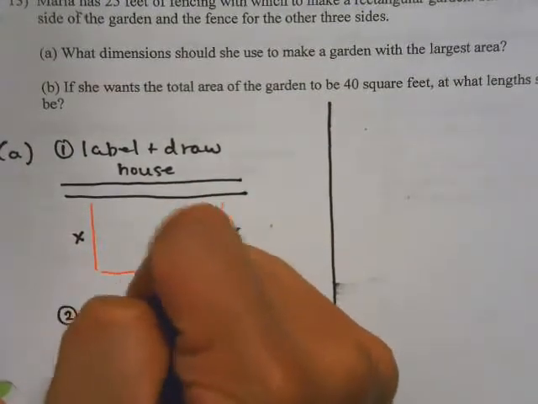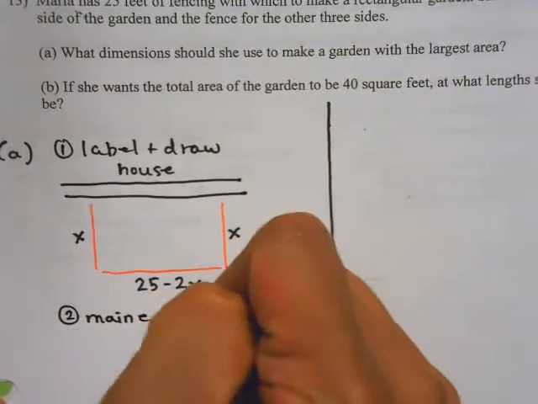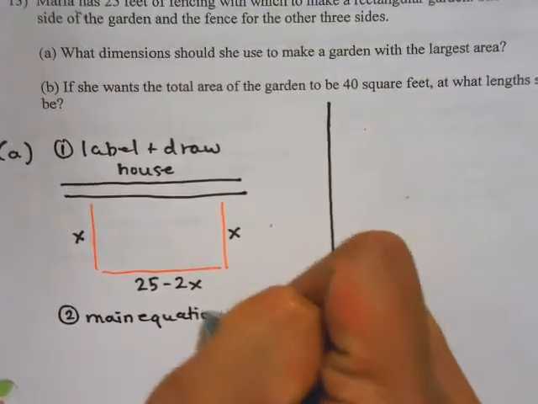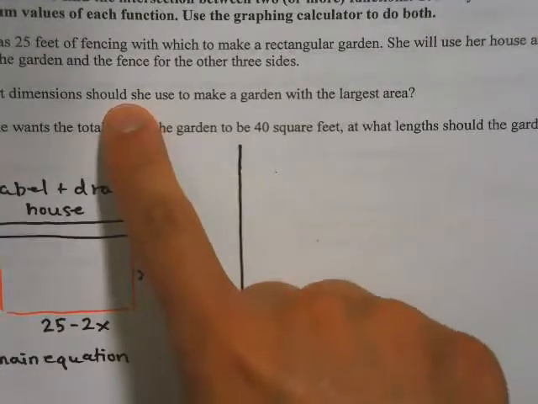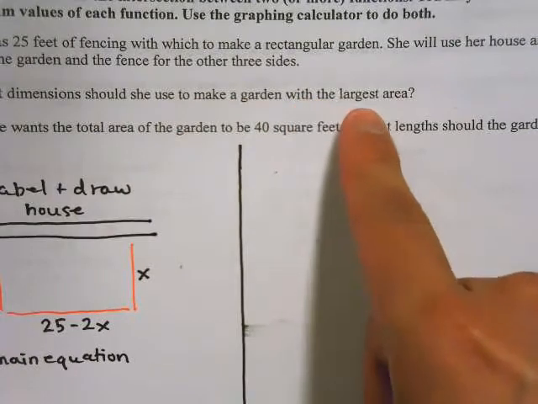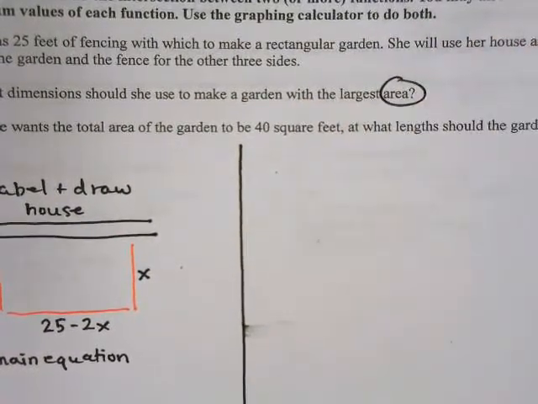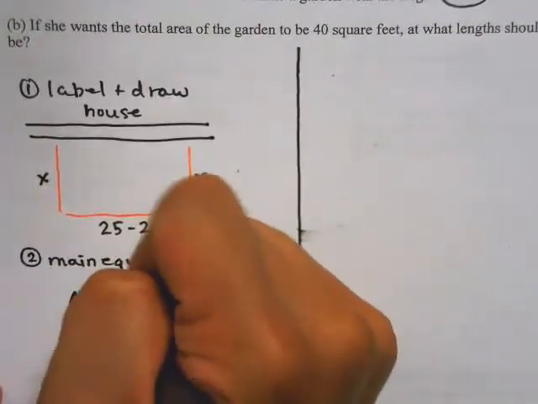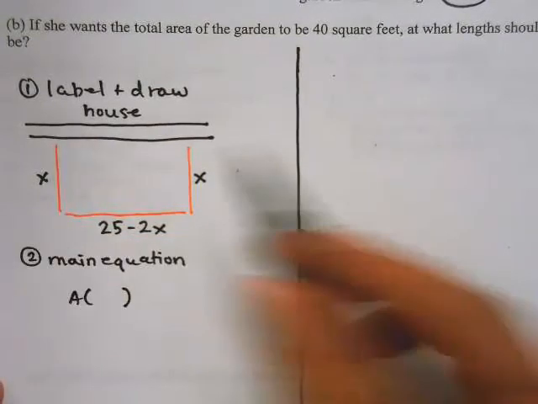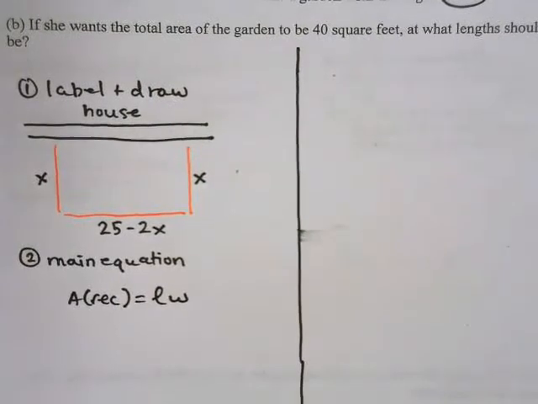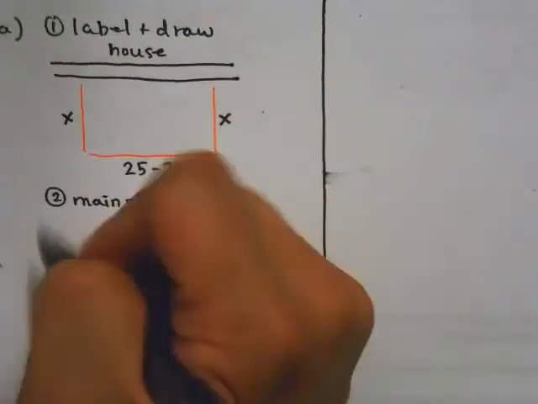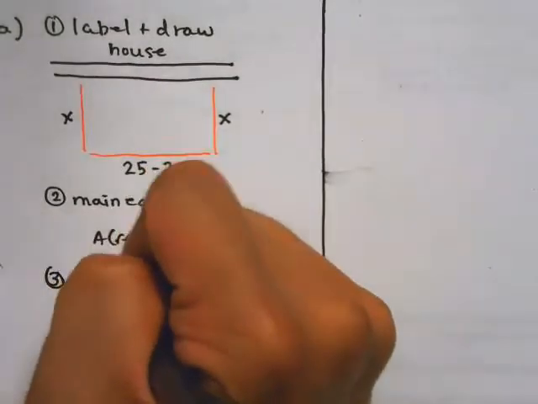Then our step 2 is to make some sort of main equation. We're going to figure out what main equation to make based on that question: what dimension should she use to make a garden with the largest area? Since we are wanting an area, let's make an area. This shape is a rectangle, so the area of a rectangle, our main equation, is going to be length times width. That is an L. Apologies. All right, let's go substitute now.